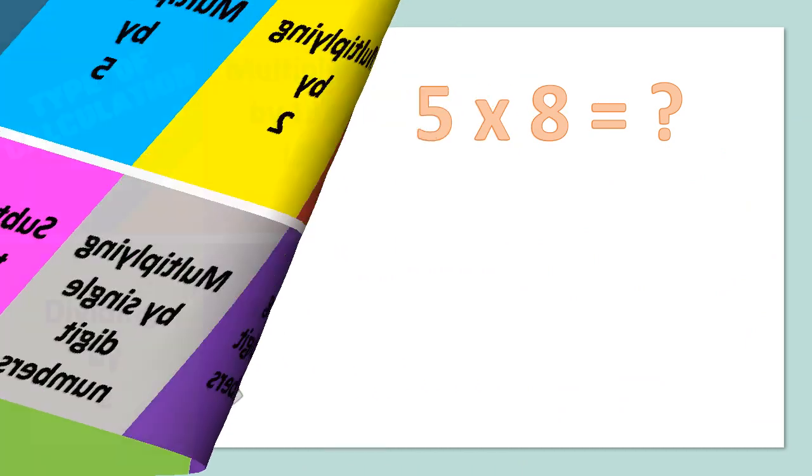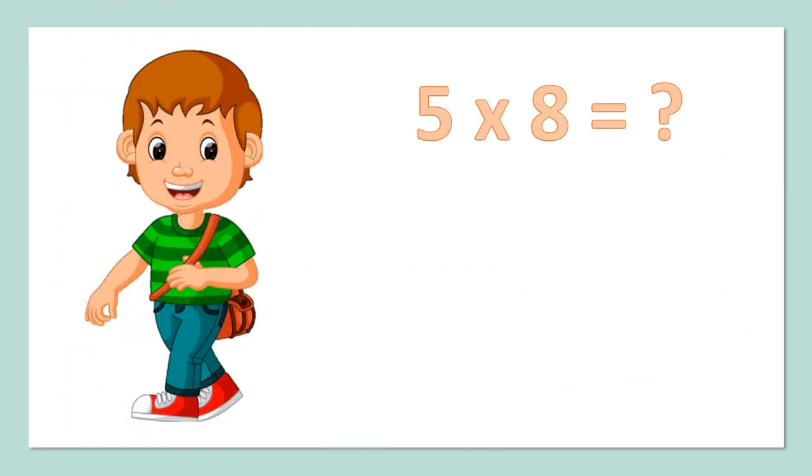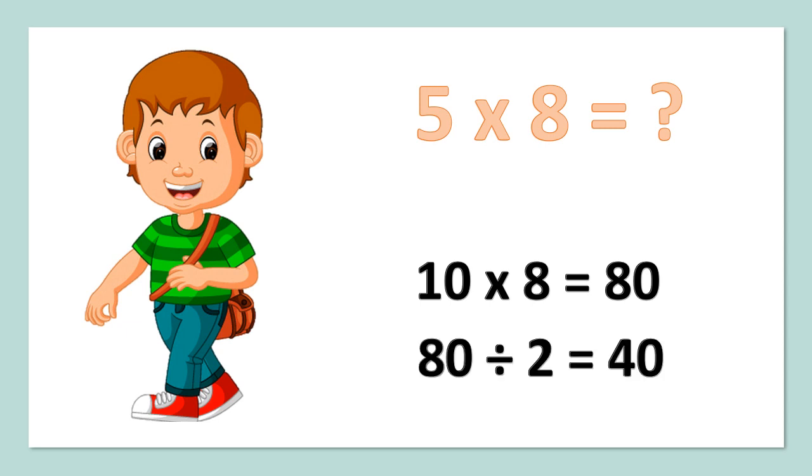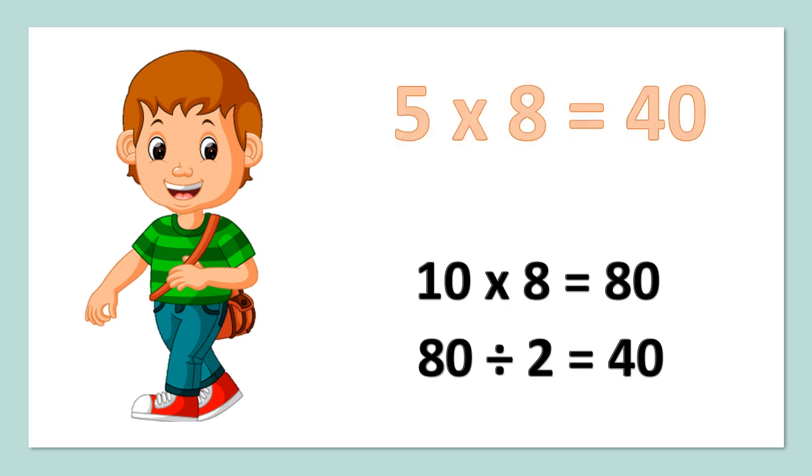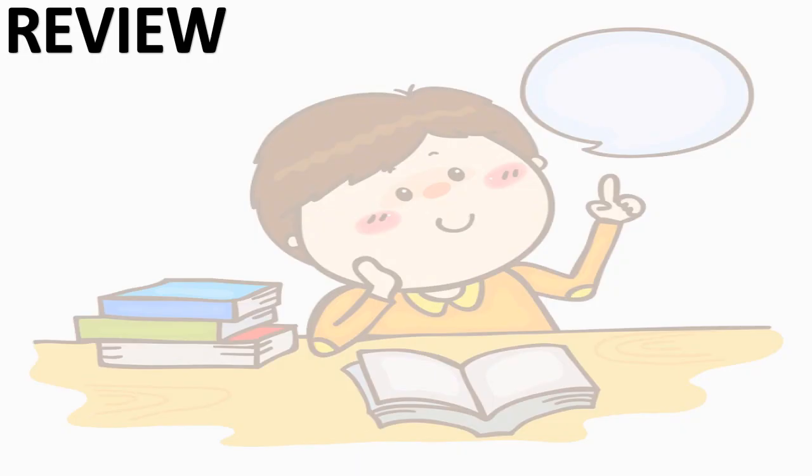So, let's go back to Marcus. Do you know what Marcus should do now? He's going to use the strategy when multiplying by 5. That means he's going to multiply by 10. So 10 times 8 is equal to 80. And then he's going to halve the answer. 80 divided by 2 is equal to 40. So now that means that 5 times 8 is equal to 40.